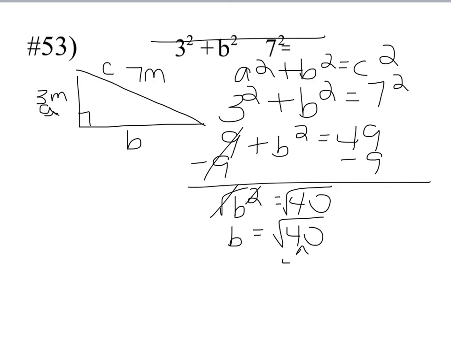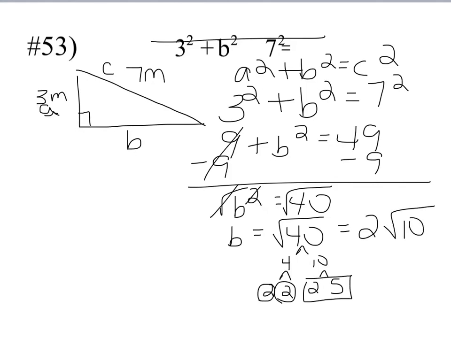Let's see if we can simplify this. 4 times 10, 4 is 2 times 2, and 10 is 2 times 5. I need 2 to be able to pull a number out front. So I'm going to bring 2 out front and then leave 10 on the inside. And don't forget your unit. So it's 2 square root of 10 meters.